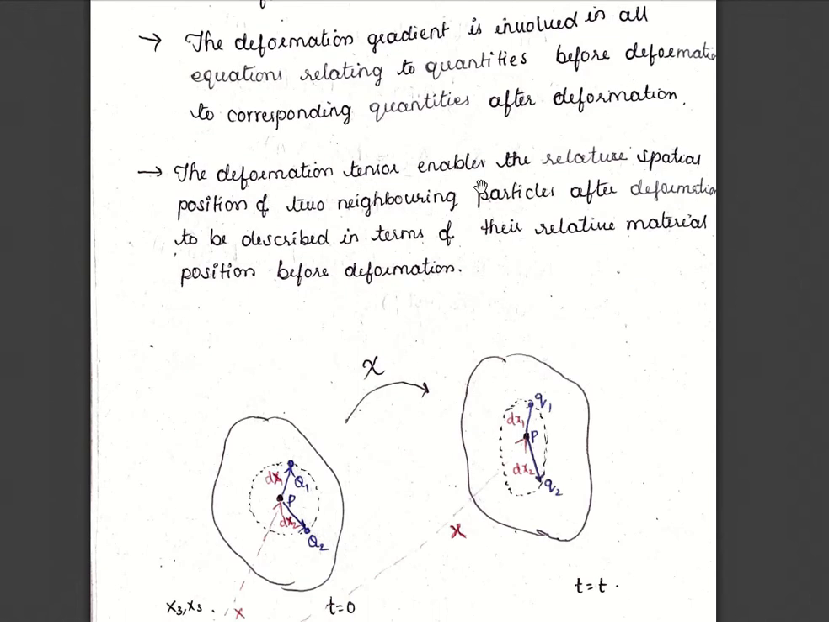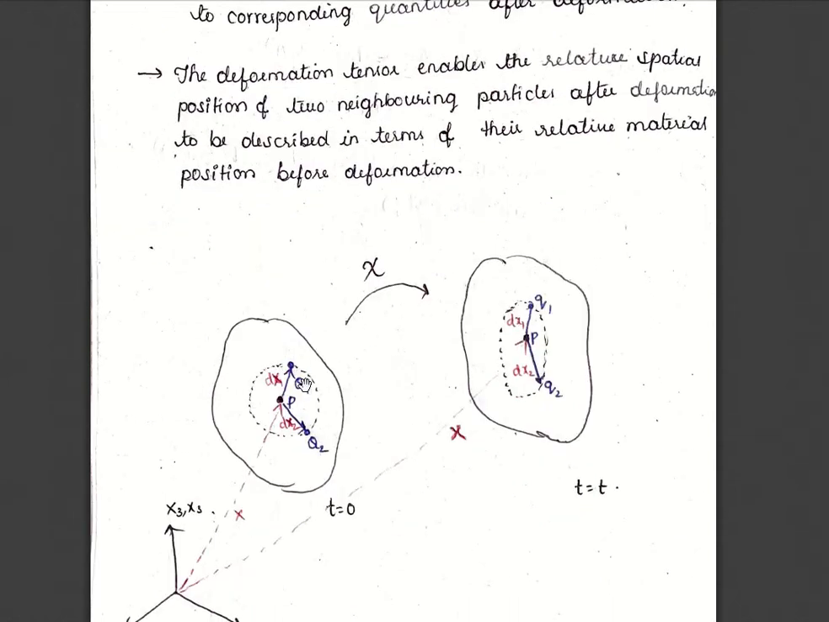The deformation tensor enables the relative spatial position of two neighboring particles after deformation to be described in terms of their relative material position before deformation. So the positions of the points in the spatial configuration after deformation can be explained with the help of the material configuration before deformation.